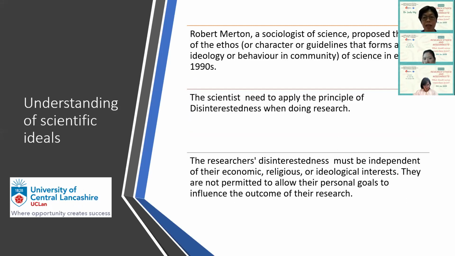Robert Merton is actually a social scientist. He established this ethos or guidelines in 1990. He said that when a scientist conducts research, they need to apply the principle of disinterestedness. Now, what's the meaning of disinterestedness? It means that whenever a researcher conducts research, they cannot allow economic, religious and ideological interests to influence the result of the data. That means they cannot include all this into their research.